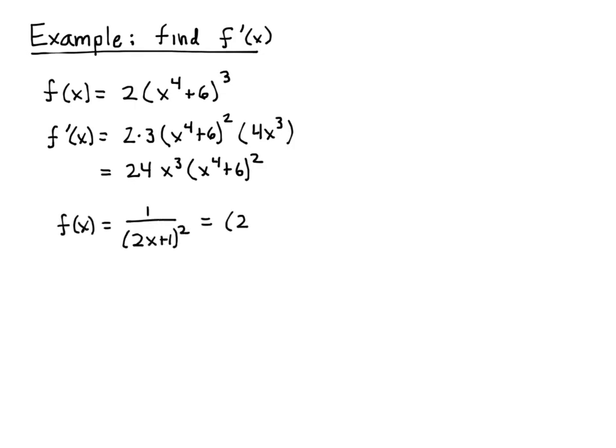Okay, so let's do something else. Let's say we have f at x equals 1 over (2x plus 1) squared. And so here I'm going to write this as a negative exponent, because then I can use my power rule. So that outer function is just whatever, I'll call it u to the negative 2. And so we'll take the derivative of that.